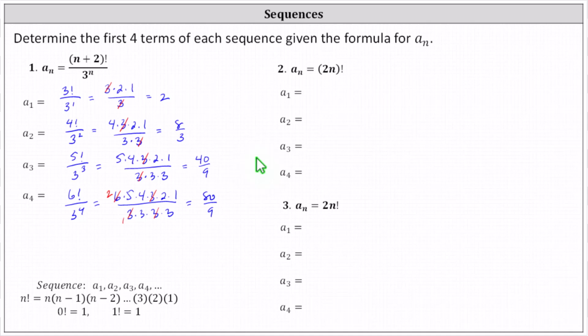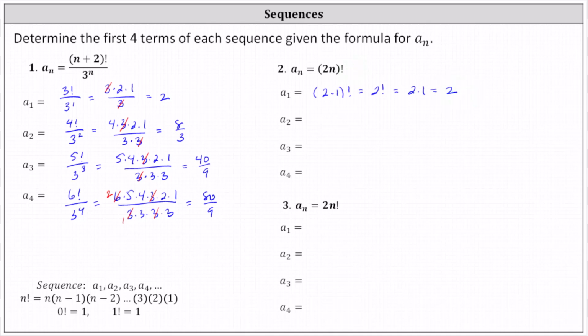And now let's look at the formulas for 2 and 3. They look similar, but they are different. For number 2, we have the factorial of 2 times n. Number 3, we have 2 times n factorial. The terms will be different. For number 2, to determine a sub 1, we substitute 1 for n, which gives us the factorial of 2 times 1, which equals 2 factorial, which equals 2 times 1, which is 2.